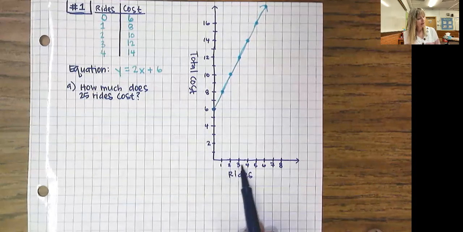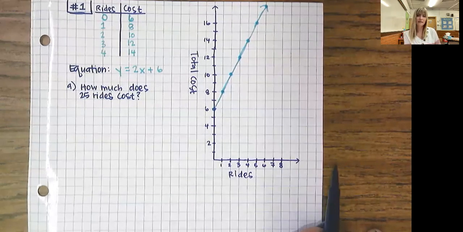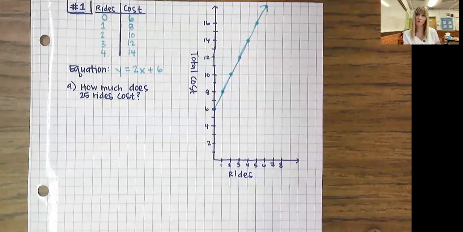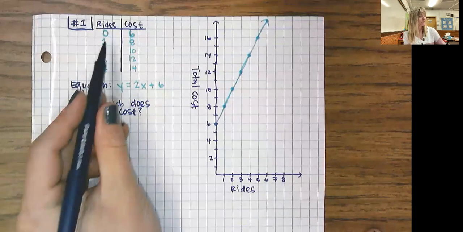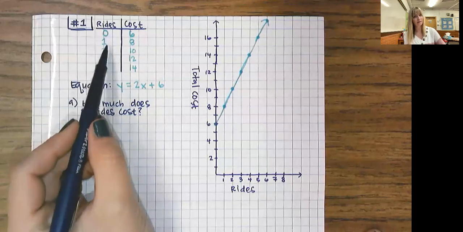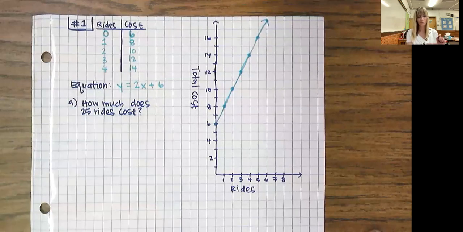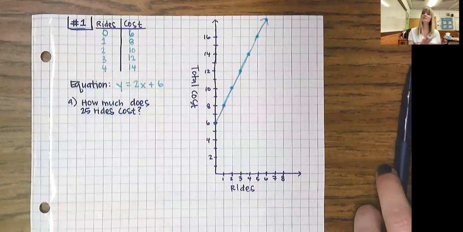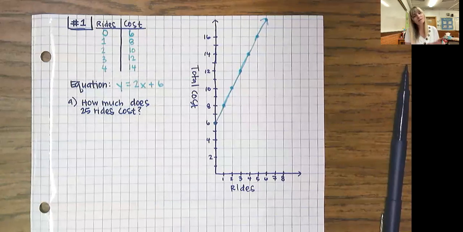25 rides, I guess I could get it from my graph, but I'd have to extend this x-axis all the way out to 25 rides. I don't really want to do that. I could also get it from my table, but again, I would have to take this table all the way down to 25 rides. And once again, I don't really want to do that either. And this is why we write rules in mathematics, because they are often the most efficient way to get what you're looking for. So here, how much does 25 rides cost?